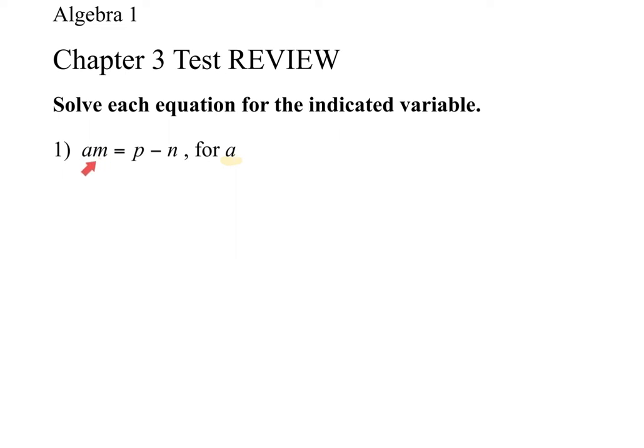So you're going to look and see what's happening with the a. Right now, we just have something multiplying. So if it's multiplying, you're going to divide everything by the m, which means you divide this whole thing by the m. On the left side, it cancels. So a is just going to equal the p minus n divided by the m, and you can leave it just like that for your answer.